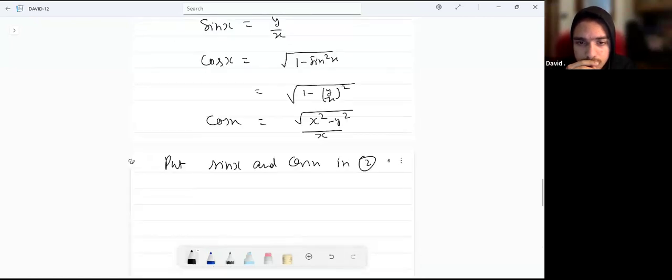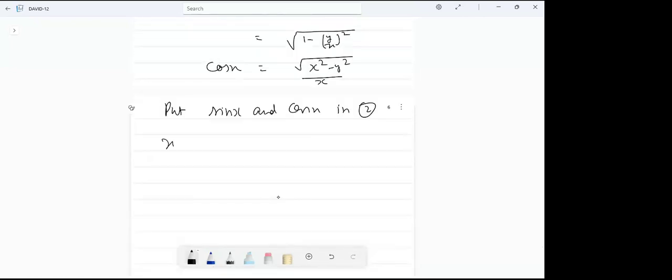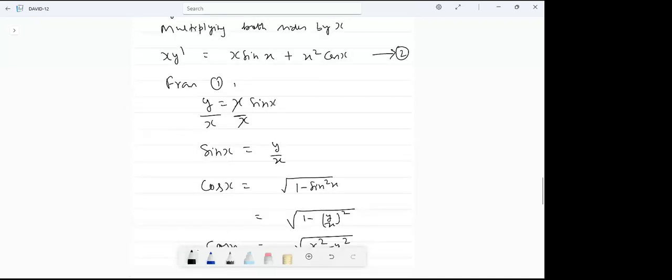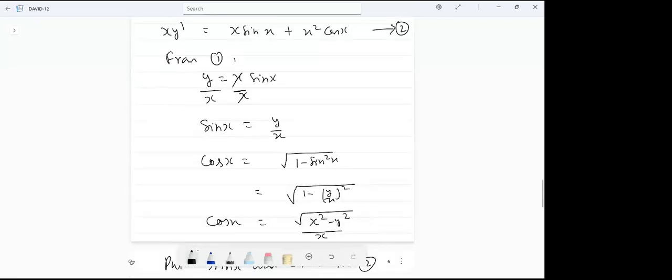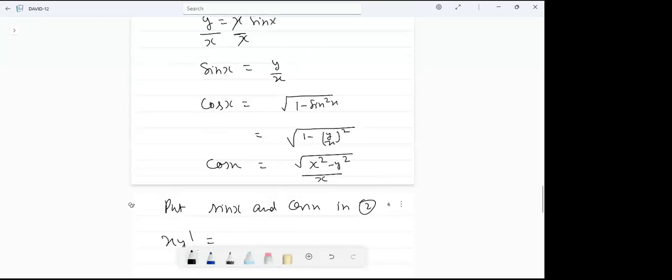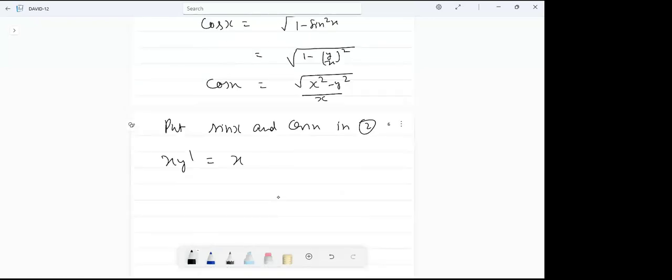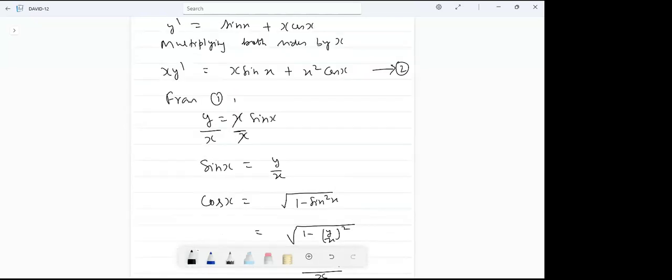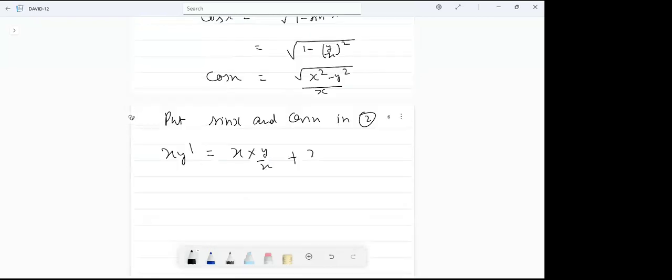Put in the second equation: x sin x. Sin x is what? y over x. So x into y over x, plus x square cos x. x square and cos x is root over x square minus y square over x.